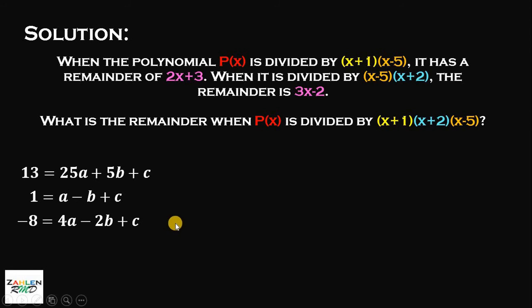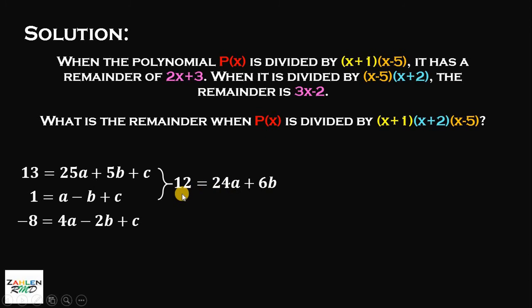Now this is a system of equations in three variables. To solve for the values of a, b, and c, we will use the elimination method. So we will eliminate one letter at a time. First thing to do is we need to combine the first and the second equation. So we need to subtract the second equation from the first equation.